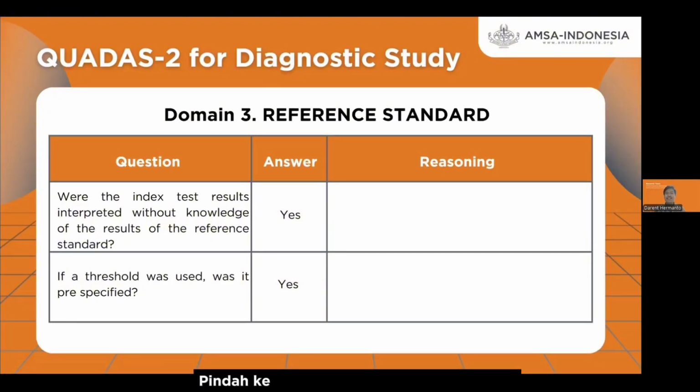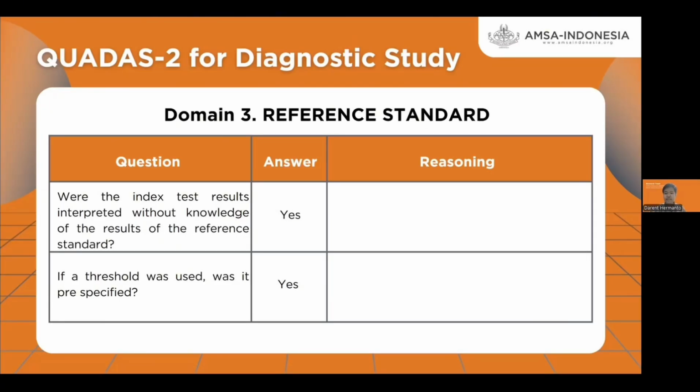Move on to the third domain, reference standard. Similar to the index test, the results here were interpreted without knowledge of the index test results. Furthermore, if any threshold was applied to the reference standard, it was pre-specified. This consistency in blinding and pre-specification across both the index and the reference test strengthens the validity of the diagnostic comparison.